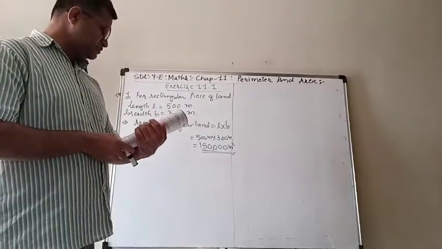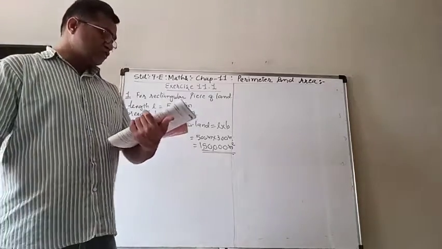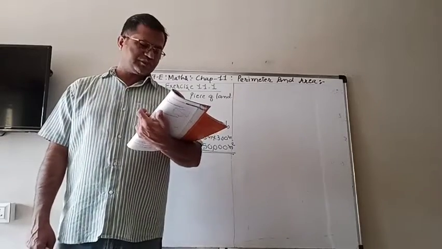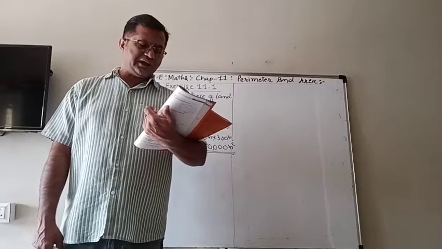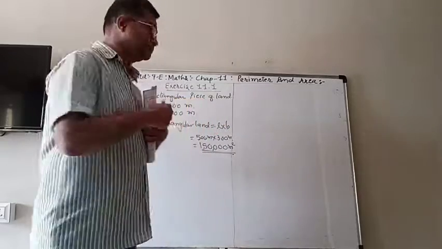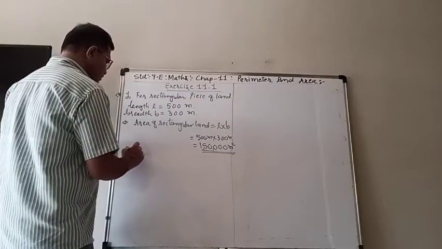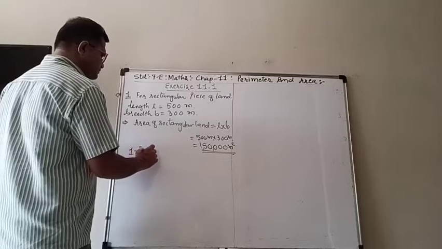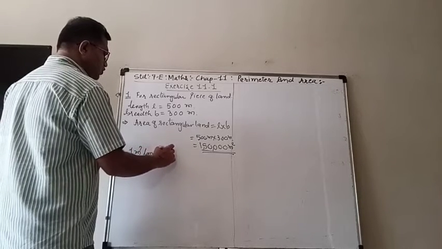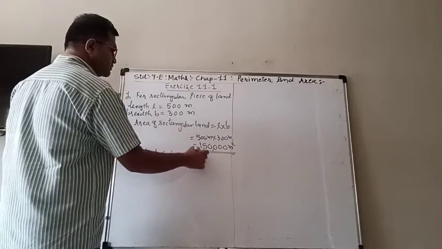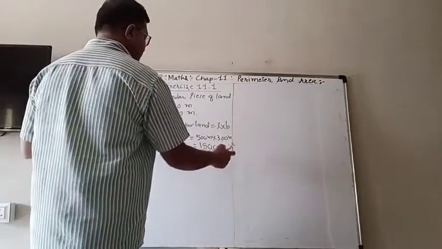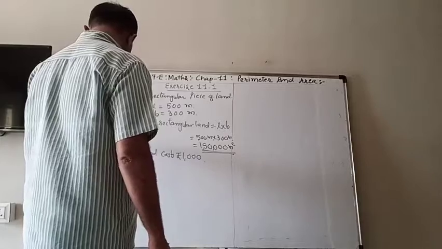Now the second part is also given. The cost of land also we have to find. If 1 meter square of the land costs rupees 10,000. So now 1 meter square land costs rupees 1,000. So our land is 1,50,000 meters square.